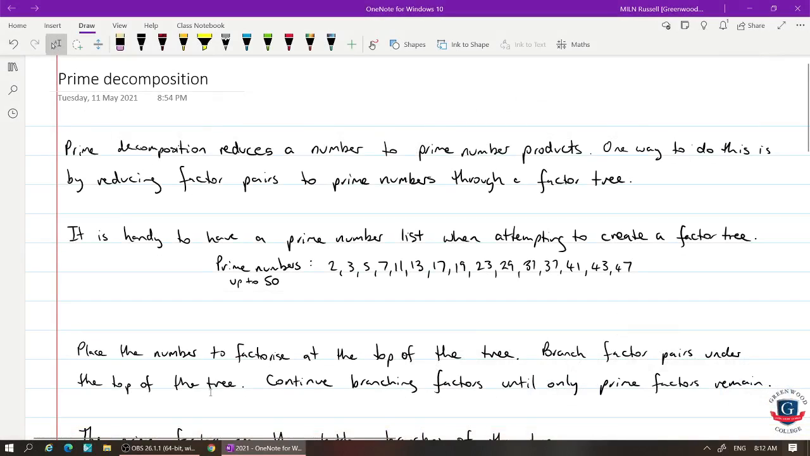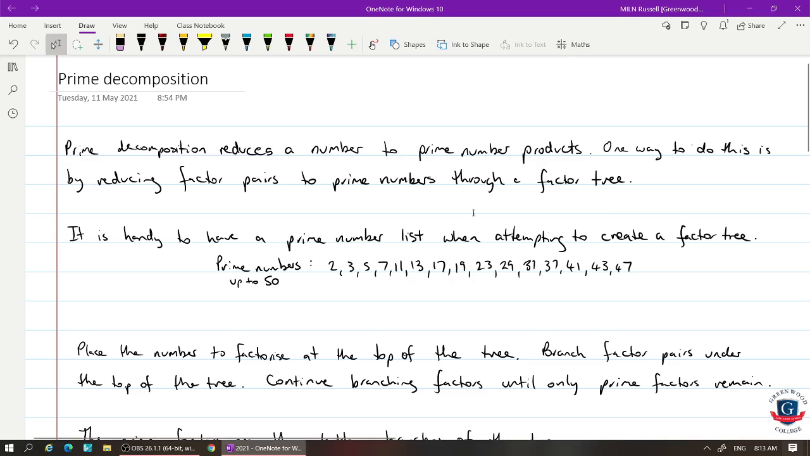Hi everybody, we're going to have a quick look at prime decomposition. Prime decomposition reduces a number to prime number products. Products meaning times, prime number meaning numbers times by itself and 1. One way to do this is by reducing a number to factor pairs to prime numbers through a factor tree. Let's see how that's done, but first of all we have to look at what prime numbers there are.